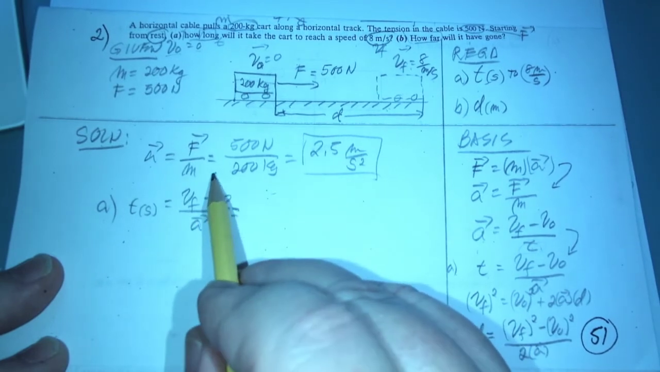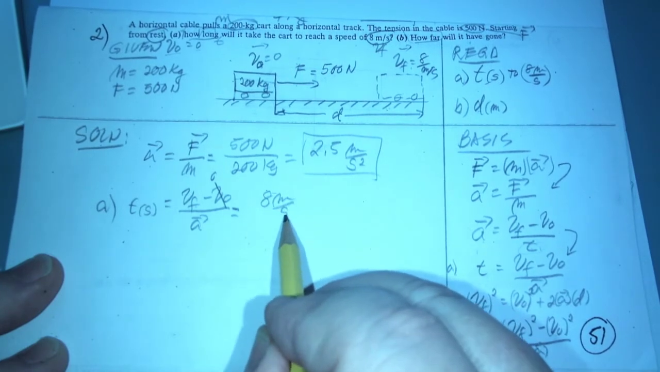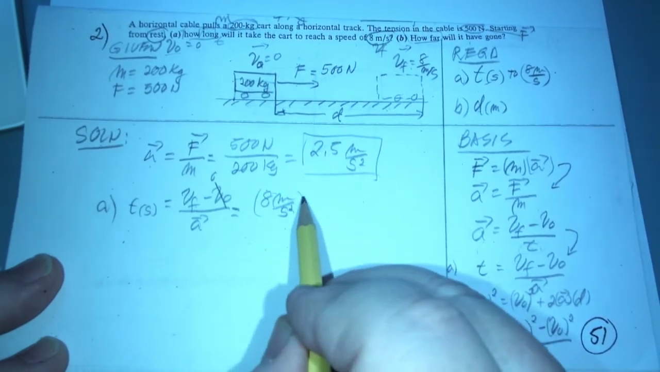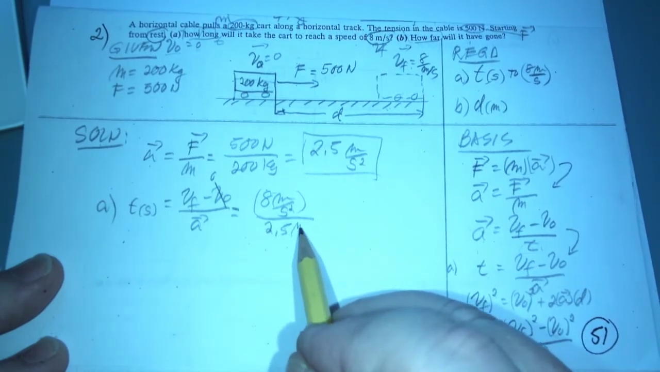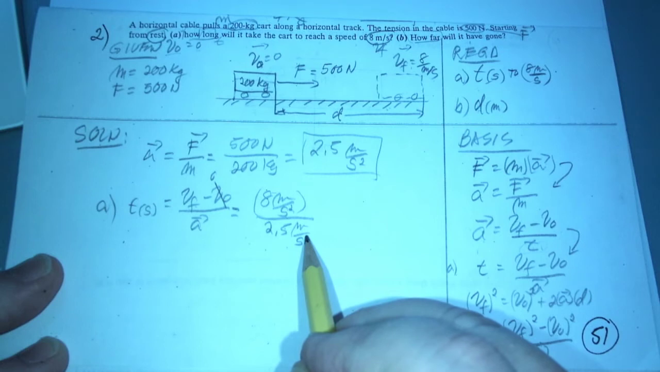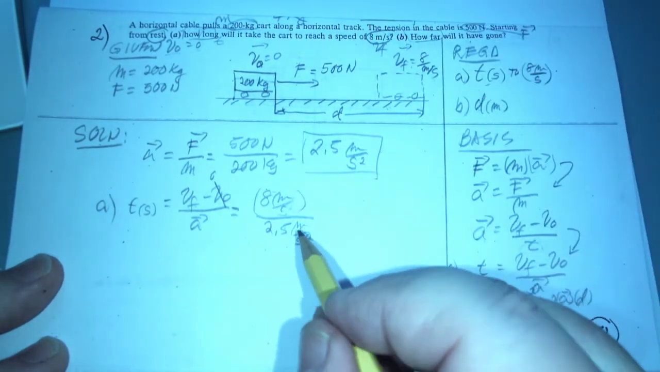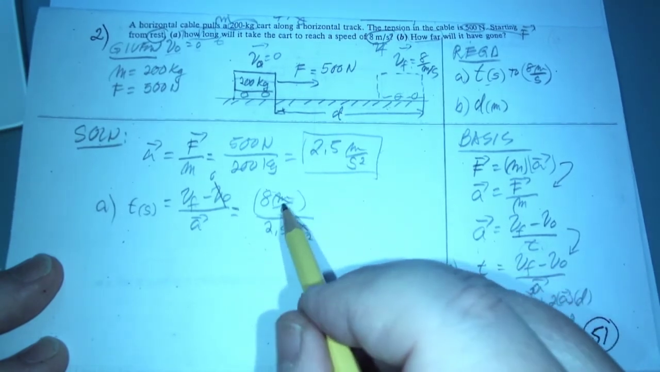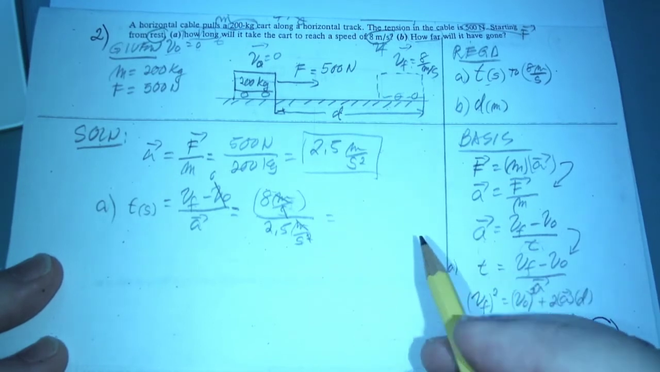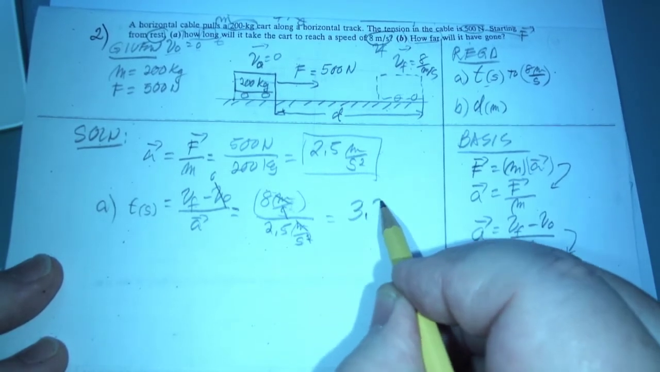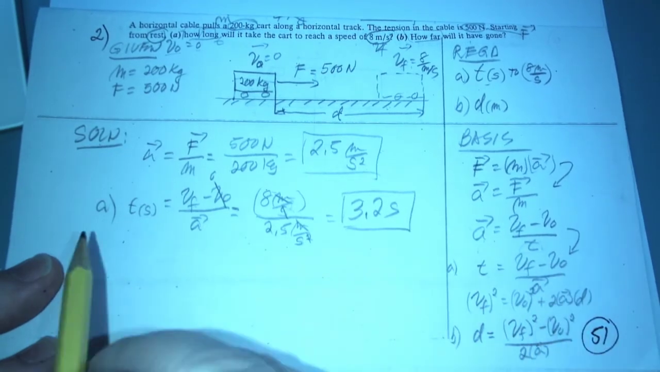VO is 0. So the final velocity is 8 meters per second, divided by the acceleration, 2.5 meters per second squared. Oh, this is meters per second. So cancel units, that cancels with that. One of this cancels with that one, so we're left with that. So it's going to be in seconds, and the answer is 3.2 seconds. So please verify the answers, okay?